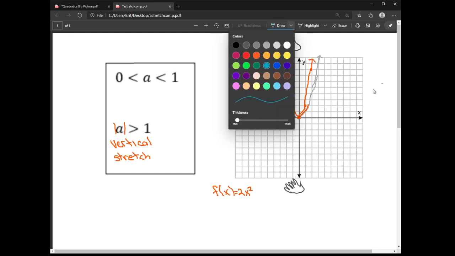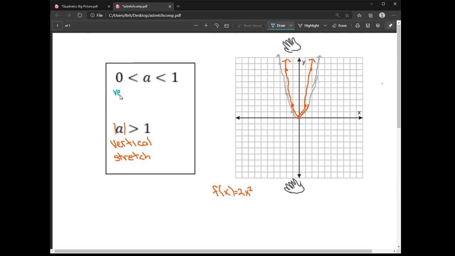Now if I want a wider parabola, or a vertical compression, what that's saying is that when I put my hands on the top and the bottom of the graph, I'm squishing them together. That occurs when your A value is between 0 and 1. Alright, so some kind of fraction like 1/2 or 2/3. Okay? So say, for example, I'm dealing with that 1/2. Oops, that should be an x.